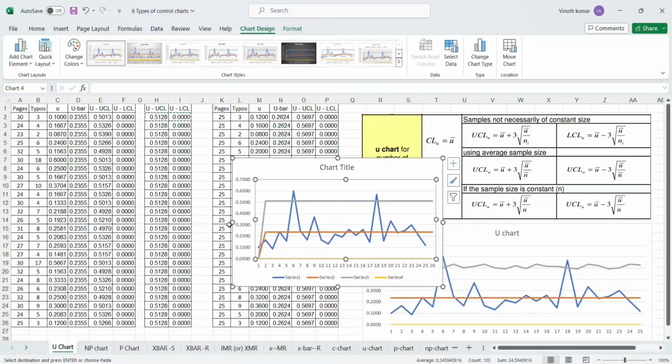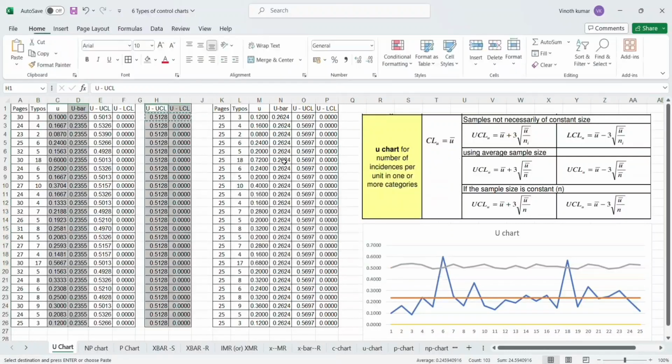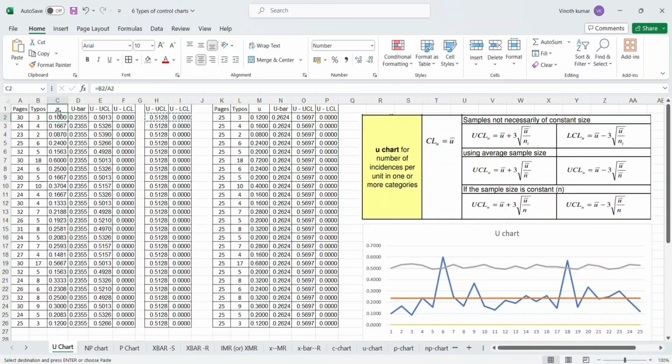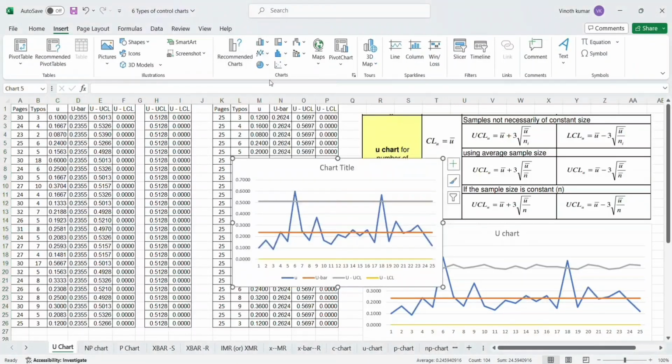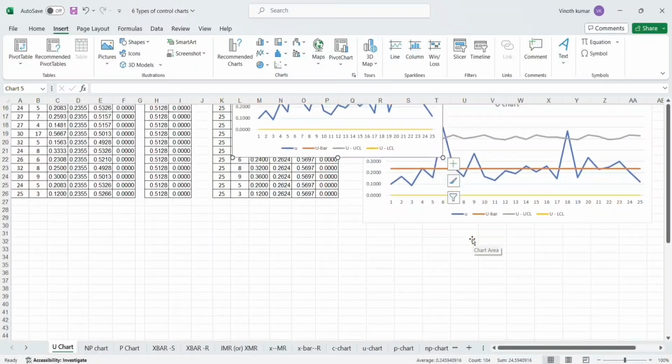Just a minute, there is something wrong here, let me quickly check. So we select, this is my U chart, this is my U bar, this is my upper control limit, and this is my lower control limit. I click on insert. Yeah, so here I have the chart, so let me paste it at the bottom.